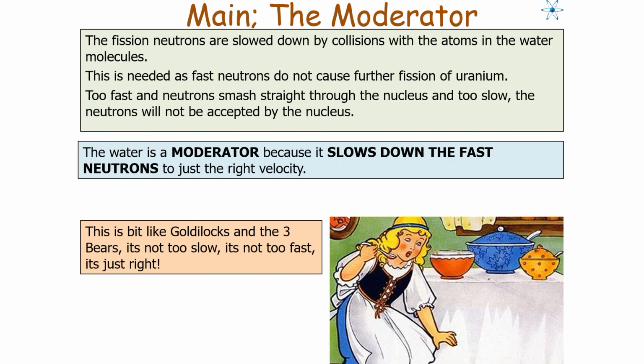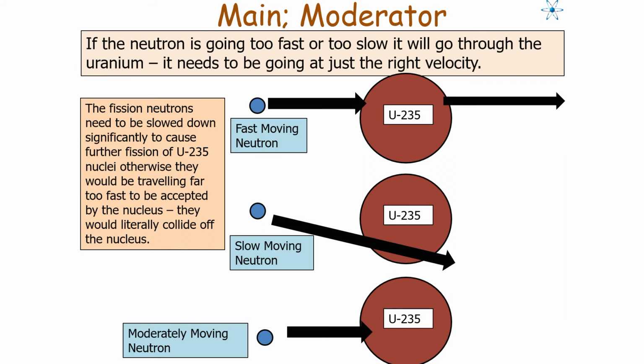The last thing you need to be aware of is a moderator. The fission neutrons can be slowed down by collisions with atoms in the water molecules, the coolant. This is needed because fast moving neutrons don't cause further fission of uranium. Too fast and the neutrons smash through the nucleus, too slow and the neutrons will not be accepted by the nucleus. So the water is a moderator because it slows down the fast neutrons to just the right speed so they'll be absorbed by those uranium nuclei. If the neutrons are going too fast or too slow, you will not get absorption in the fission process, so they go at just the right speed.